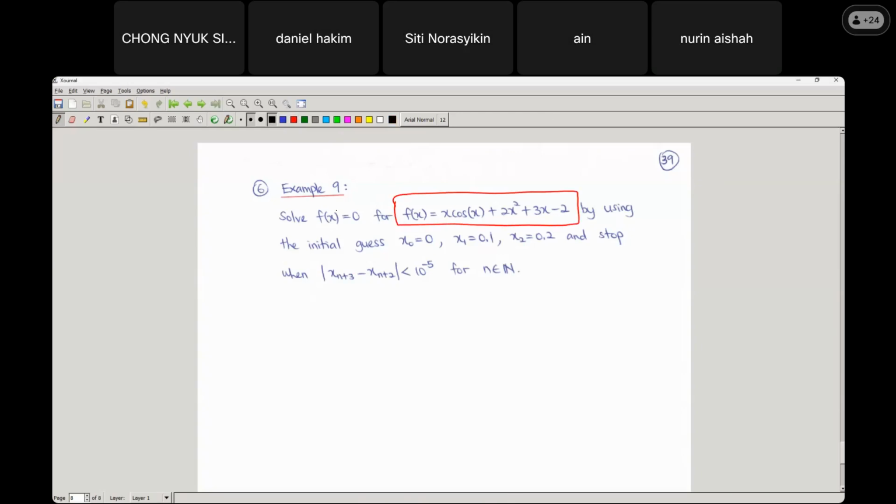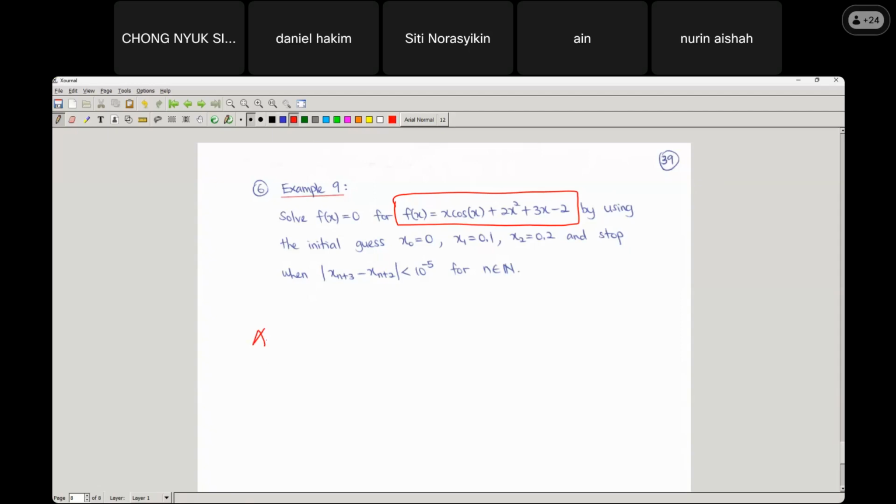So here I would like to give you the answer for this example 9. And you compare what is the difference between if you use bisection method, secant method, Newton's method, and now Muller's method. So are they having the same answer, or what are the differences between the answers? Okay, so I give you the answer.